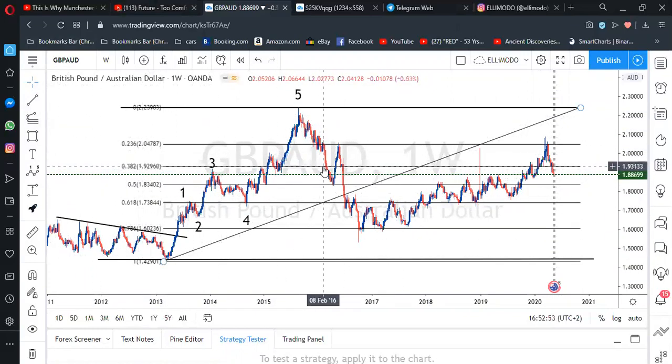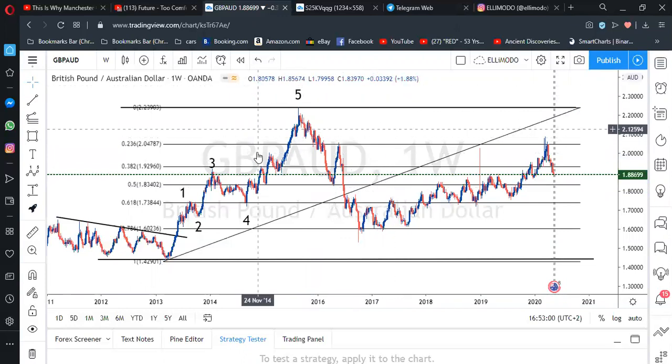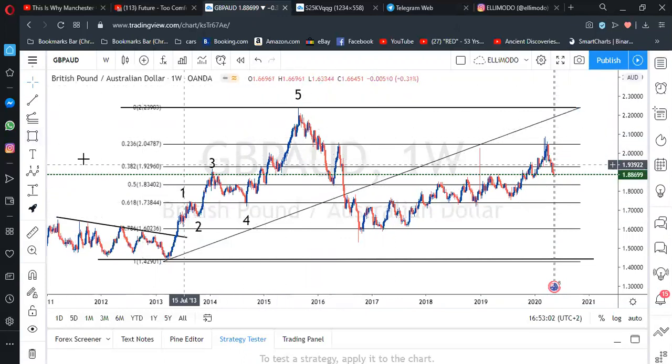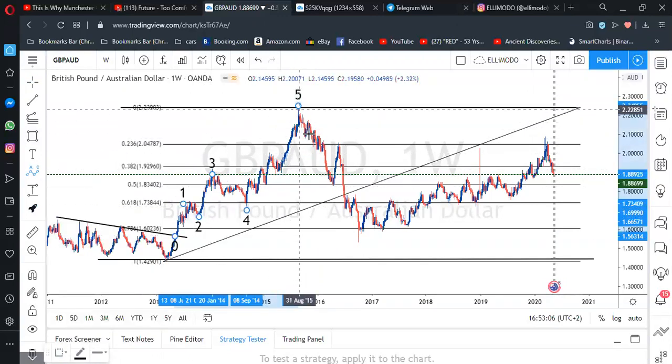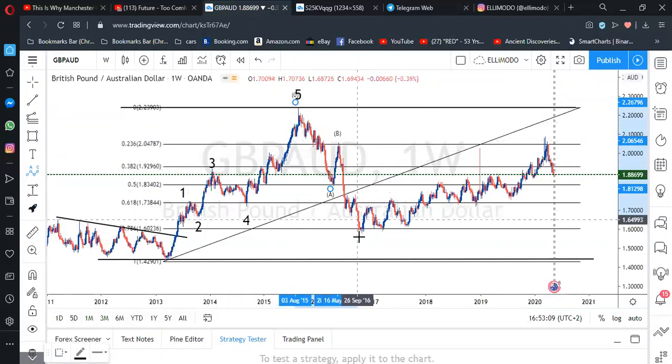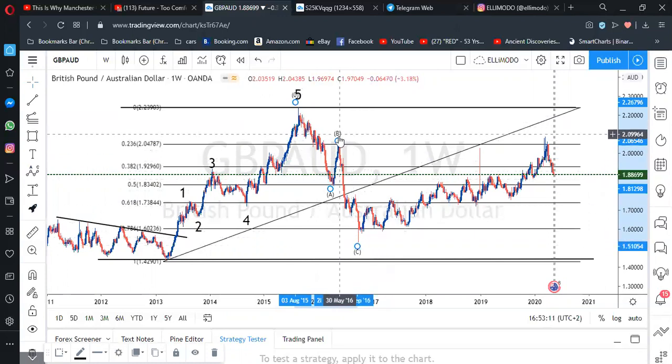There was no retracement around here. There was slight retracement around here. But it looks like it just took this one. So we'll basically do this. B, and then let's see. Let's just do that again.